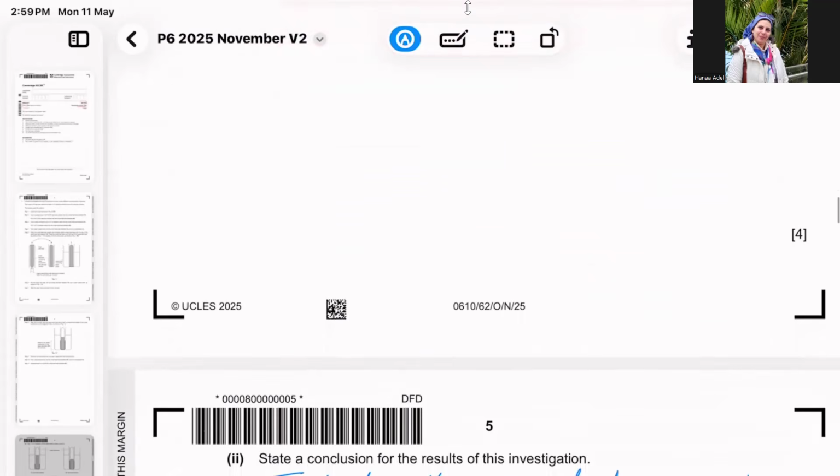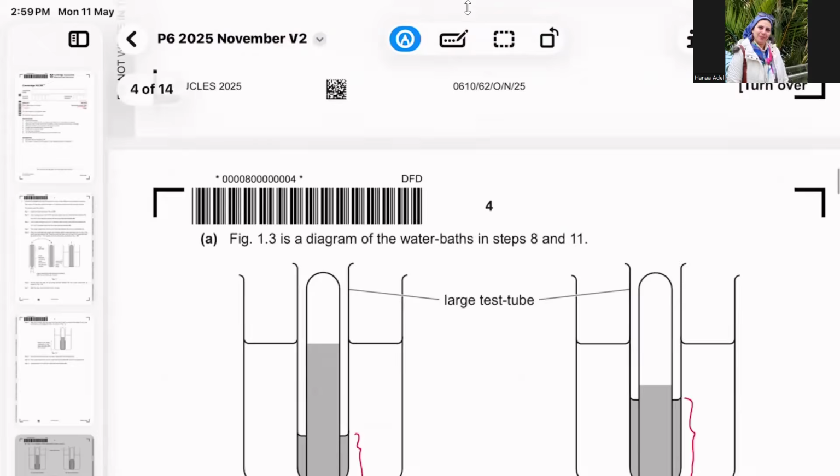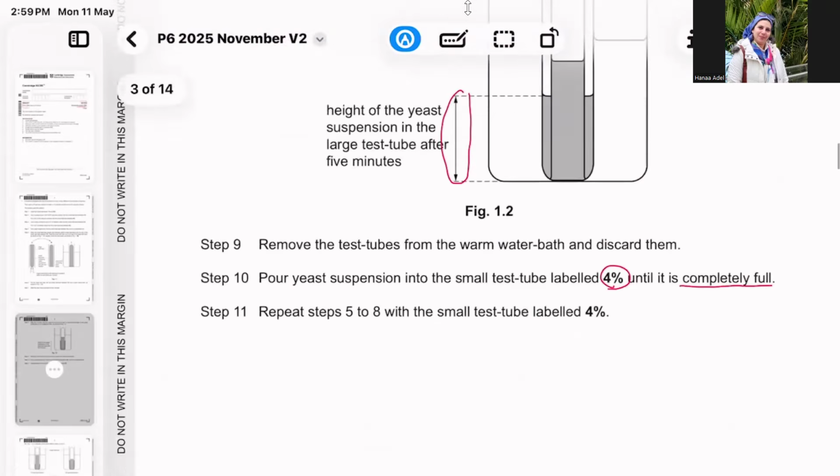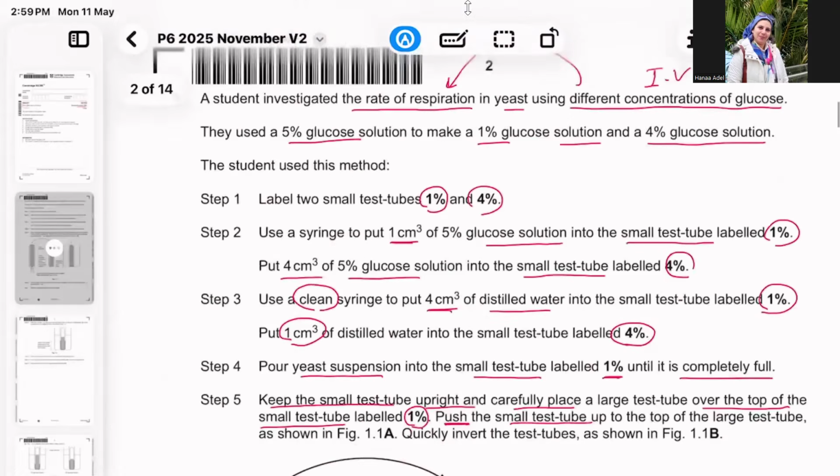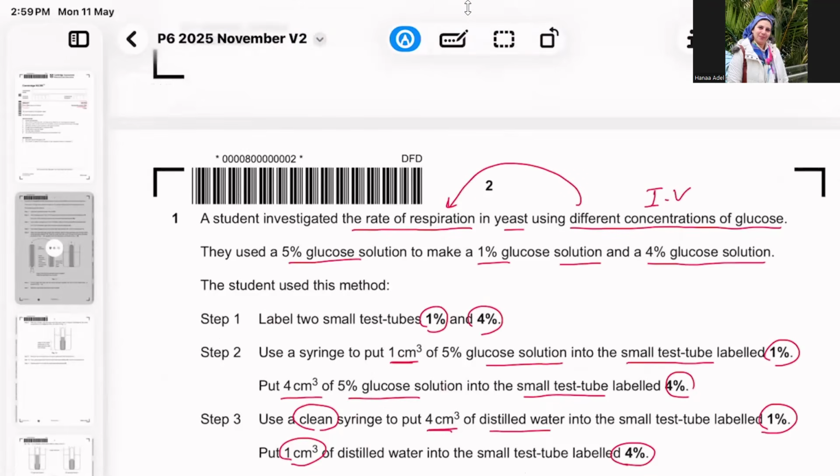State the conclusion for the result. When we start to write the conclusion, we have to return back to the objective of the experiment. The different concentration of glucose solution is the independent variable, and you have to know its effect on the rate of respiration. We return back to the original objective, this one.